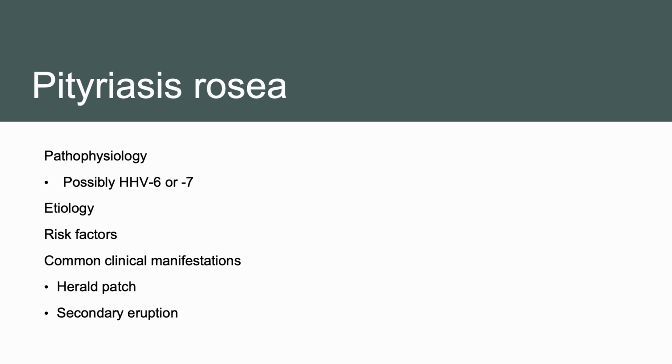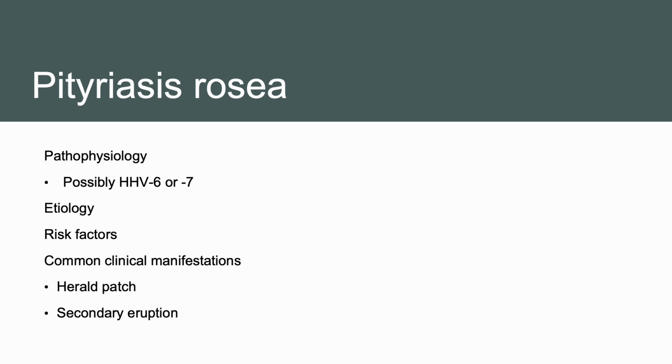Now let's talk about pityriasis rosea. It's an acute, self-limiting skin condition that's believed to be of viral origin, possibly linked to human herpes virus 6 or 7. It's common in adolescents and young adults, with seasonal peaks in spring and fall.